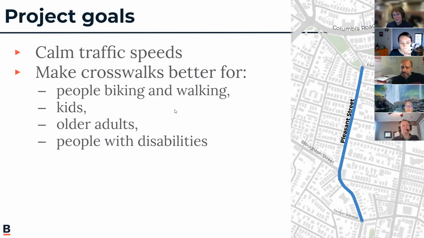All right, so some of this will be review for those who joined us at our earlier meeting in December, but for those who are new, I would like to do a brief recap of the project goals and what we've done so far. So with this project, we are aiming to calm traffic speeds along Pleasant Street. And we're also aiming to make the crosswalks along Pleasant Street safer and better for people to cross, especially people who are biking and walking, kids, older adults, and people with disabilities.